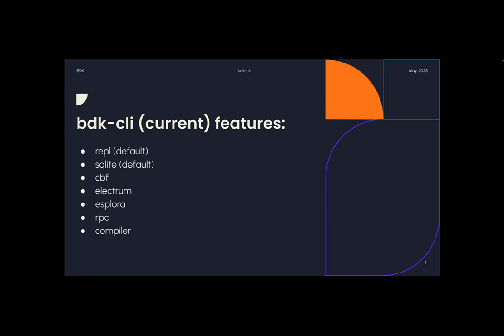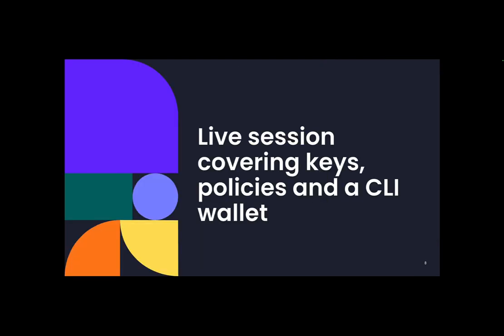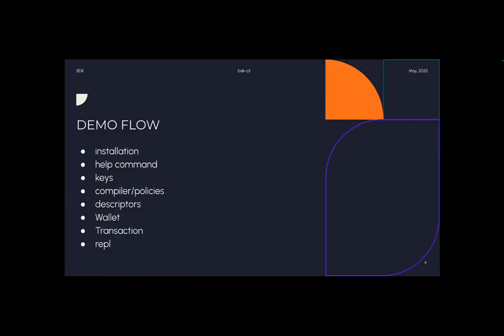Then you also have the compiler feature, which helps you compile miniscript policies, setting spending policies on your descriptors that we can use to create a wallet. So in the next session, we are going to do a live demo using the BDK-CLI tool. We'll be covering keys, we'll be looking at miniscript policies, and then we'll do some wallet operations. This is going to be our demo flow.